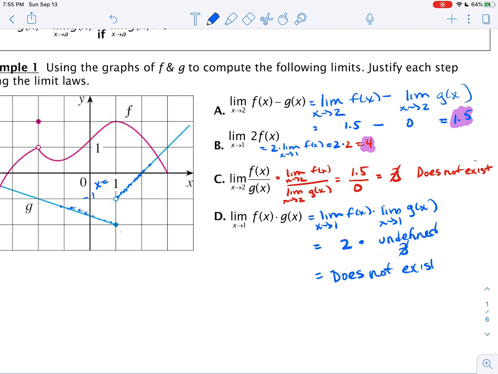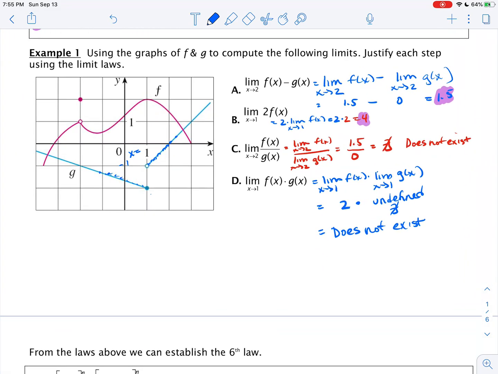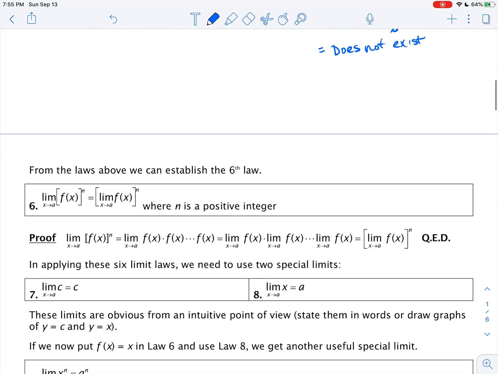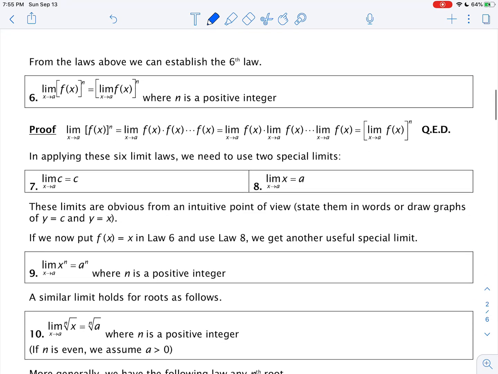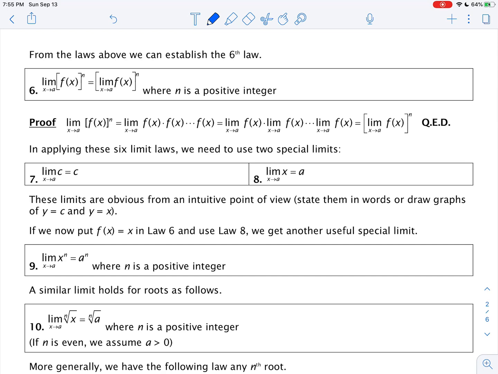Hopefully that is helpful in applying the limit laws given the graph of a function. We also have more limit laws here. The limit as x approaches a of a function to a power is the limit of that function to that power. So it's almost like we can just put the limit on the inside.